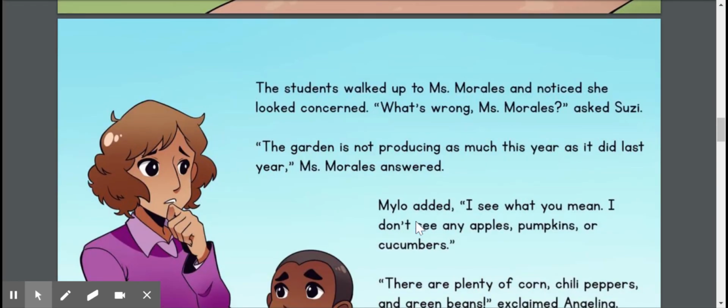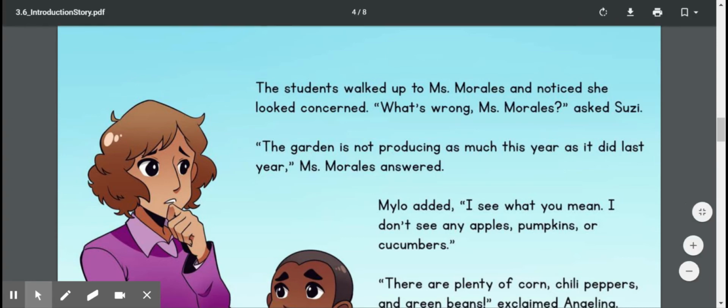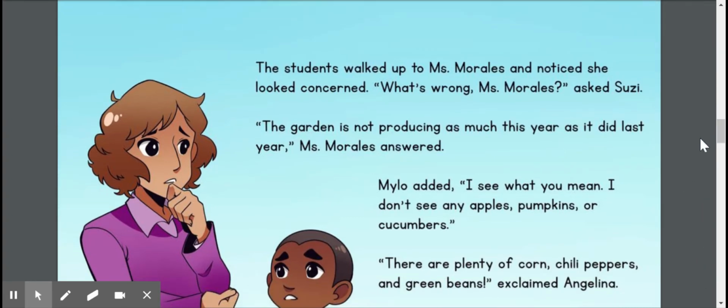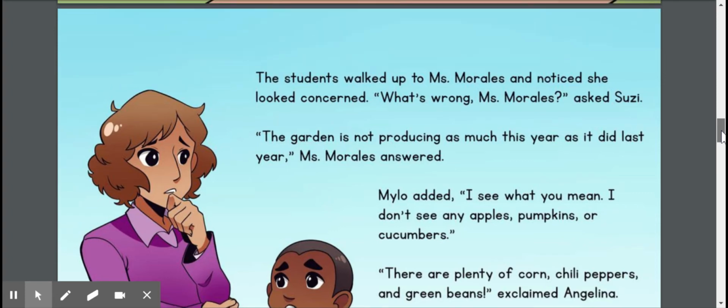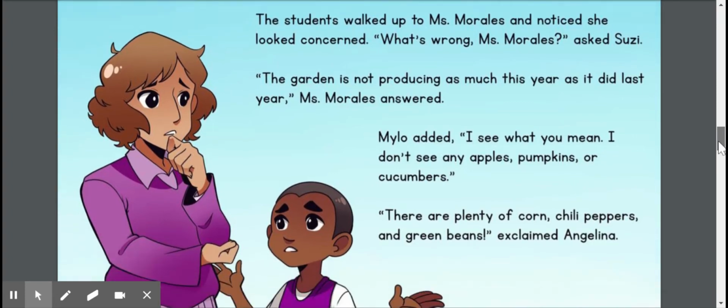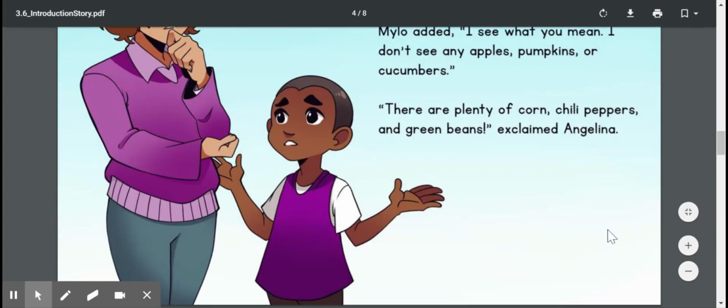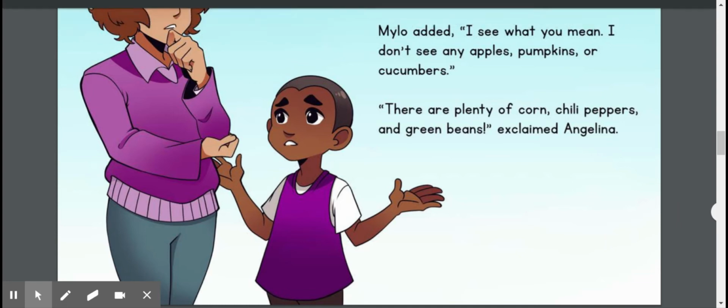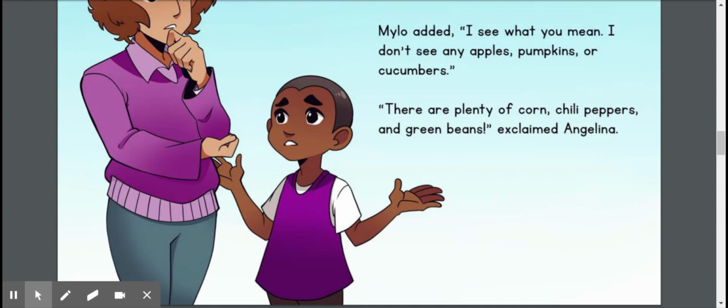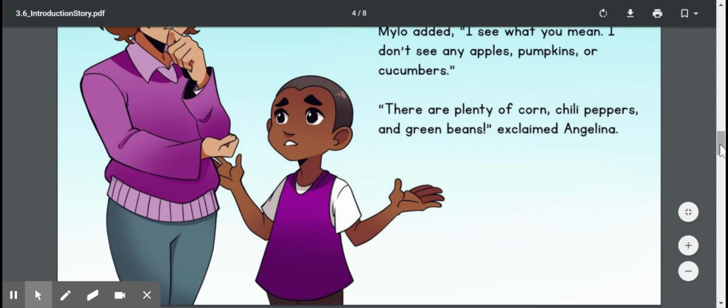The students walked to Mrs. Morales and noticed she looked concerned. What's wrong, Mrs. Morales? Susie asked. The garden is not producing as much this year as it did last year, Mrs. Morales answered. Milo added, I see what you mean. I don't see any apples, pumpkins, or cucumbers. There's plenty of corn and chili peppers and green beans, Angelina exclaimed.